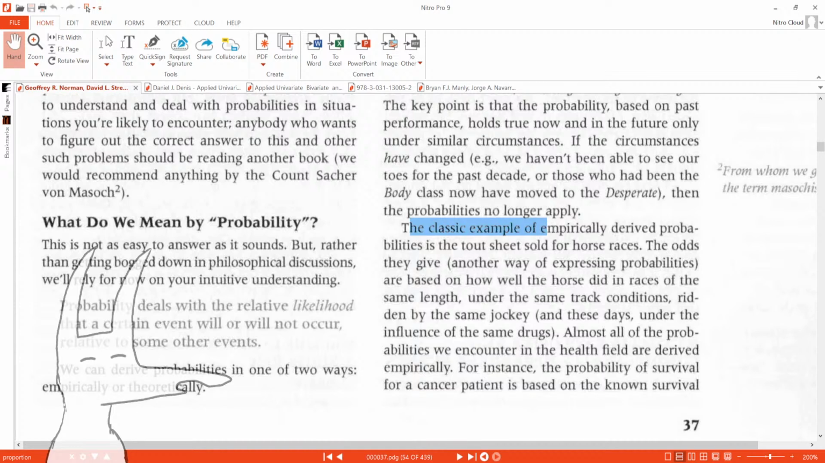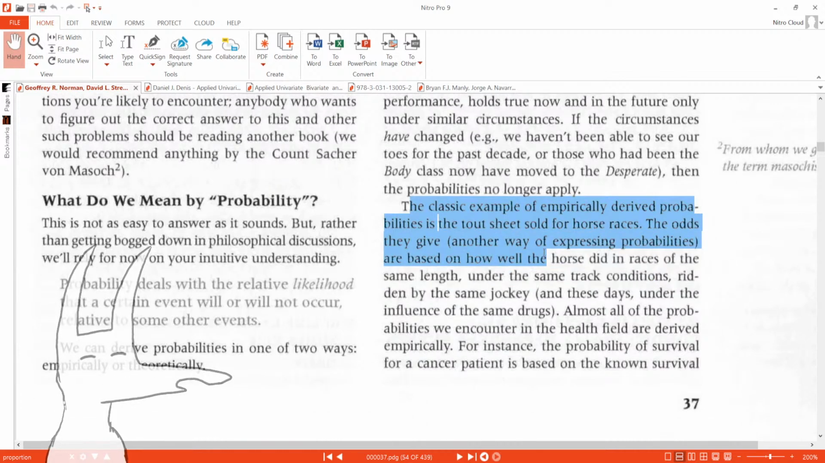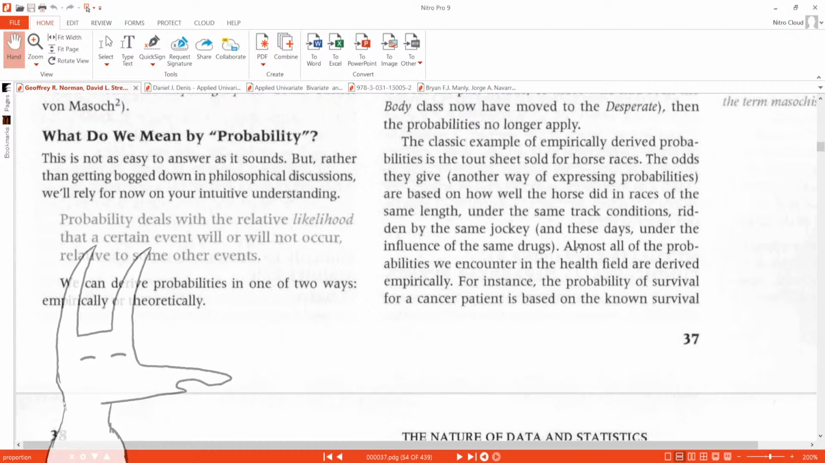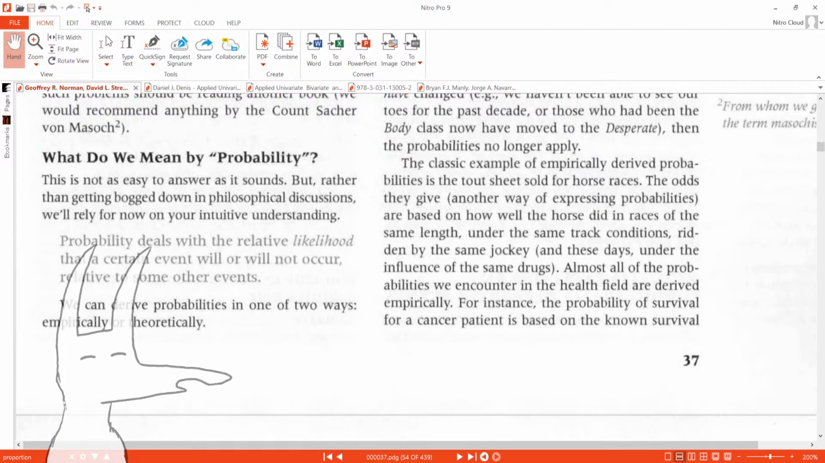The classic example of empirically derived probabilities is the tout sheet sold for horse races. The odds they give, another way of expressing probabilities, are based on how well the horses did in races of the same length, under the same track conditions, ridden by the same jockey, and these days under the influence of the same drugs.